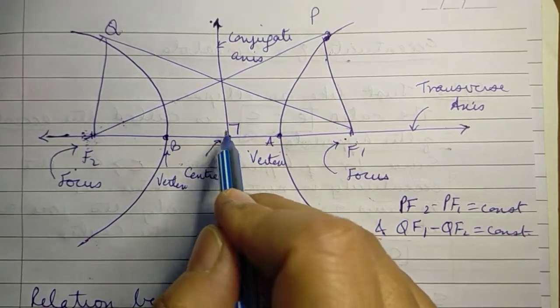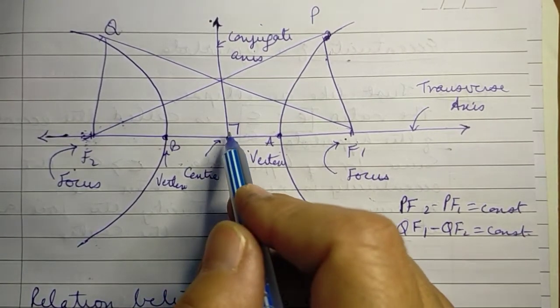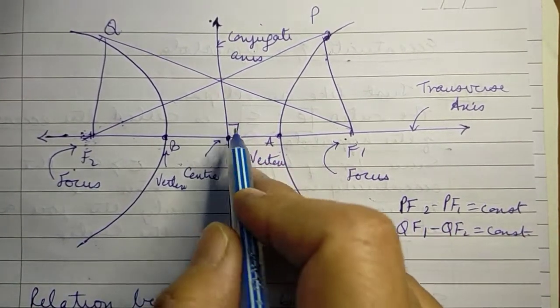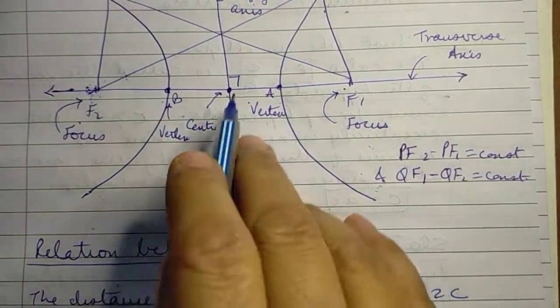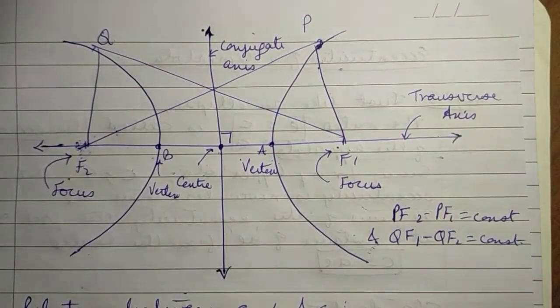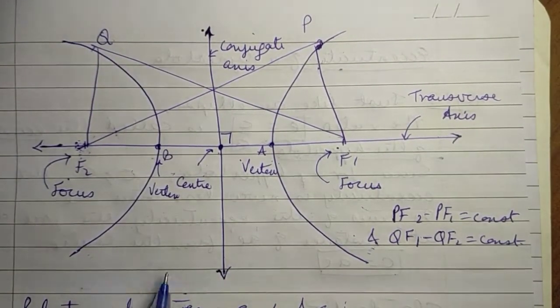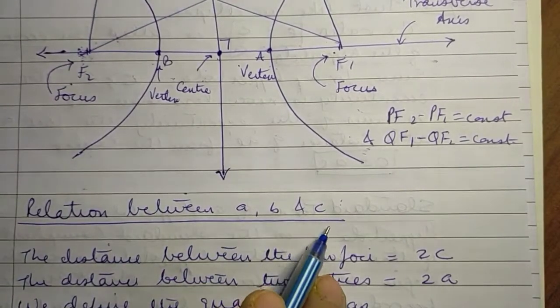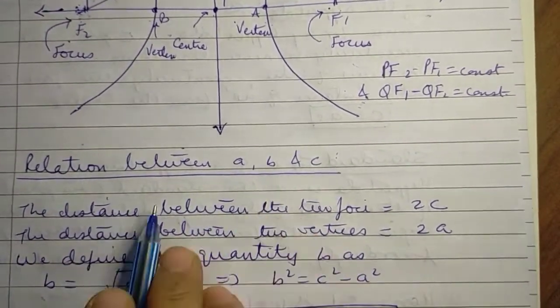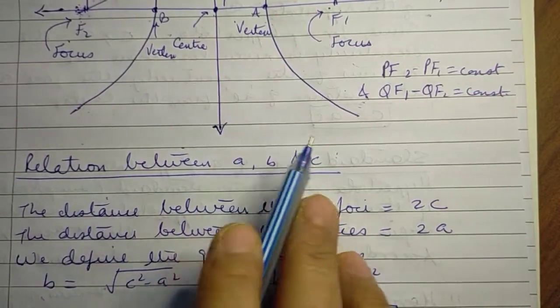So in order to find the length of the conjugate axis of a hyperbola, we define the length depending upon the relation which exists between A, B and C. So the relation between A, B and C, here also we will take the same notations for A, B and C.